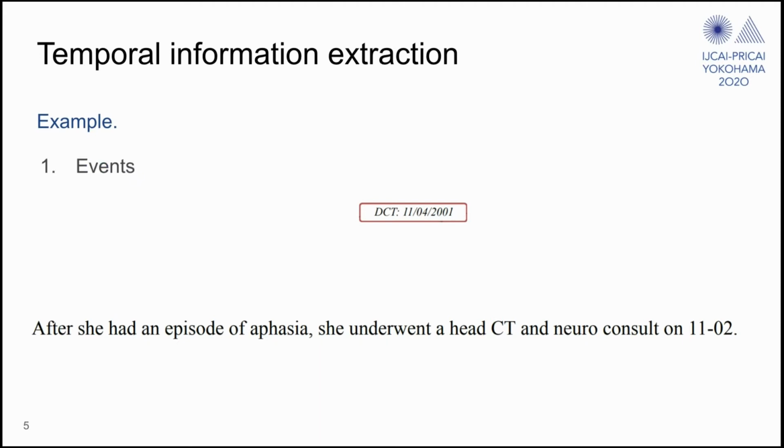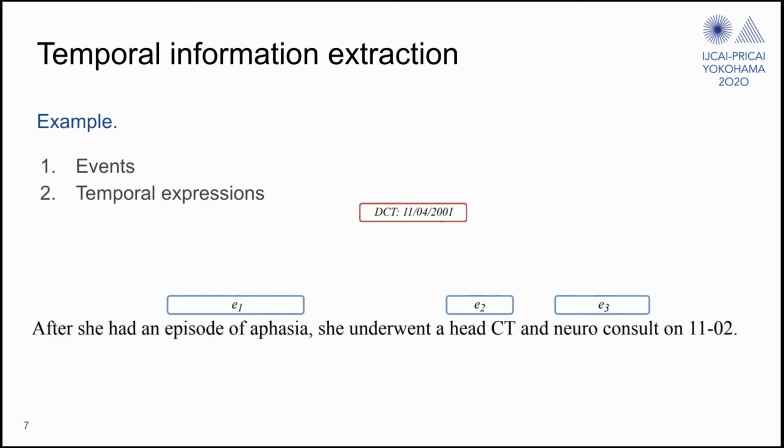The first step is to find the event mentions of interest. In this case, there are 3: the episode of aphasia, the CT scan, and the neuroconsultation. A second step is to find the temporal expressions in the text, which could be explicit mentions of dates, timings, or durations. In this case, you have 1, the reference to the 2nd of November.